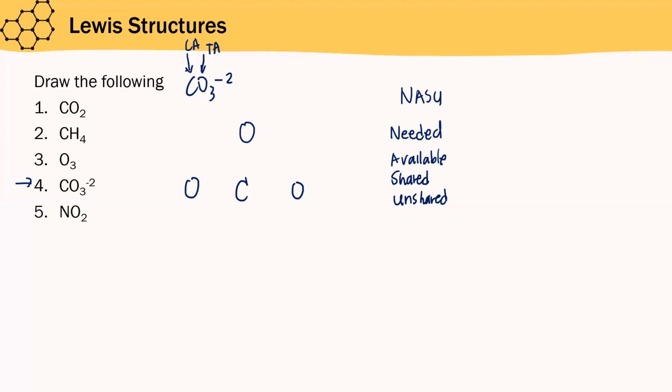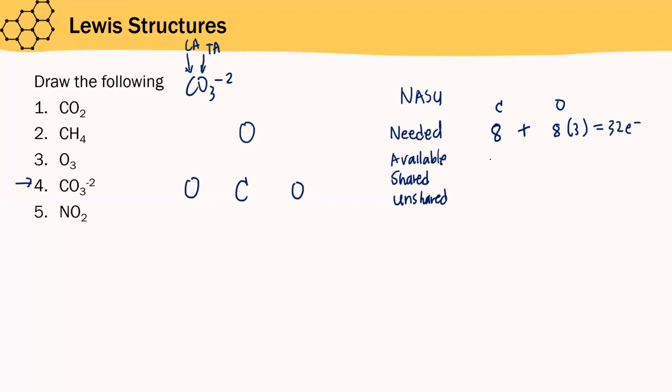Now, let's do the octet rule. We have carbon and then oxygen. Does carbon need octet? Yes. So 8. Does oxygen need octet? Yes. 8. But we have 3 oxygens. So times 3. So 8, 16, 24. We at least need 32 electrons. Okay? But ilan yung available natin?